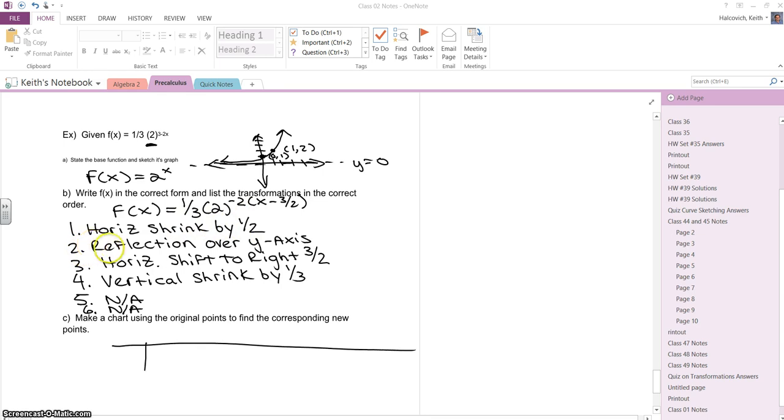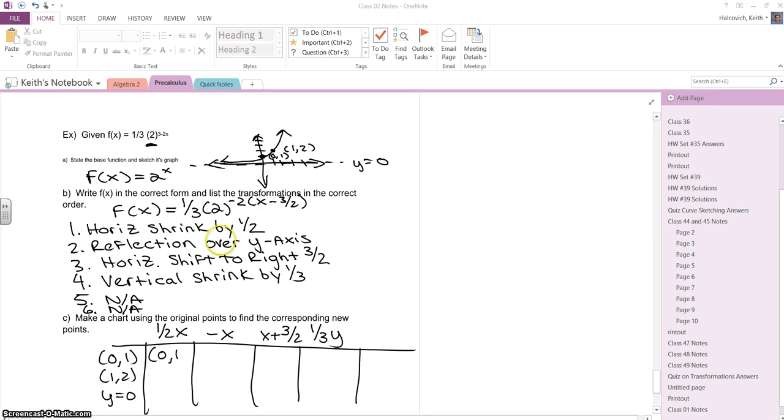So now we can make a chart. So we have 1/2 x, negative x, x plus 3/2, and 1/3 y. And our points are (0, 1), (1, 2), and the horizontal asymptote y equals 0. Well, 0 times 1/2 is still 0, negative 0 is 0, plus 3/2 is 3/2, and 1 times 1/3 is 1/3. So (3/2, 1/3).